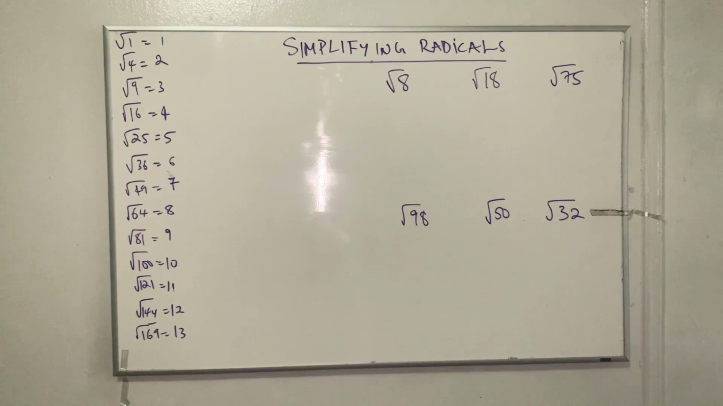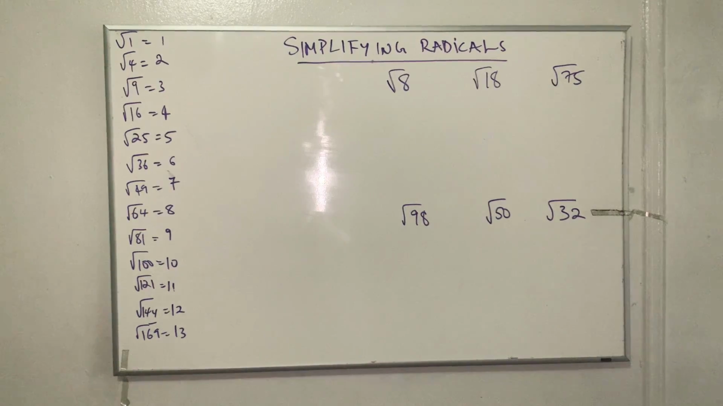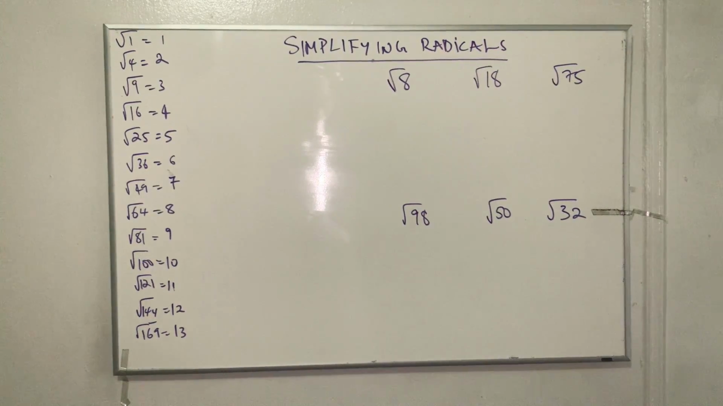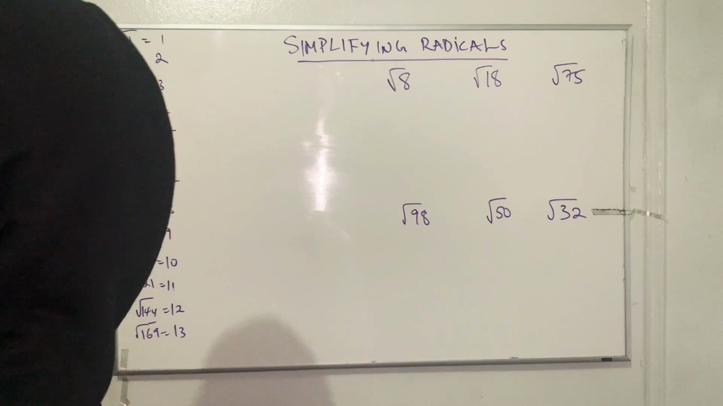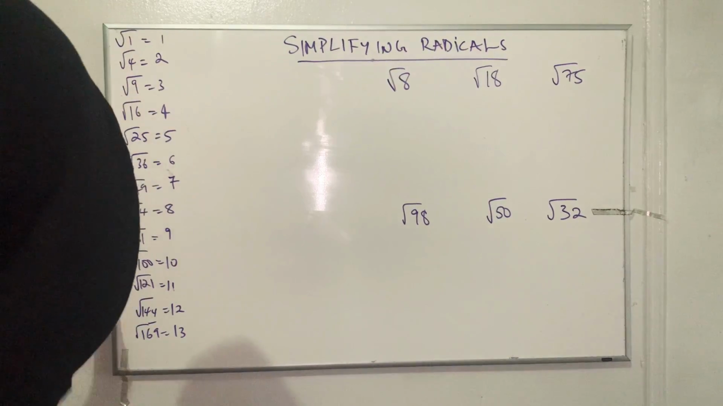Hello everyone. Today we'll be dealing with simplifying radicals. So first of all, I want to define what a radical is. A radical is just the square root of a number. For some of you that don't know what a square root is, this is a good example of all the square roots we have.